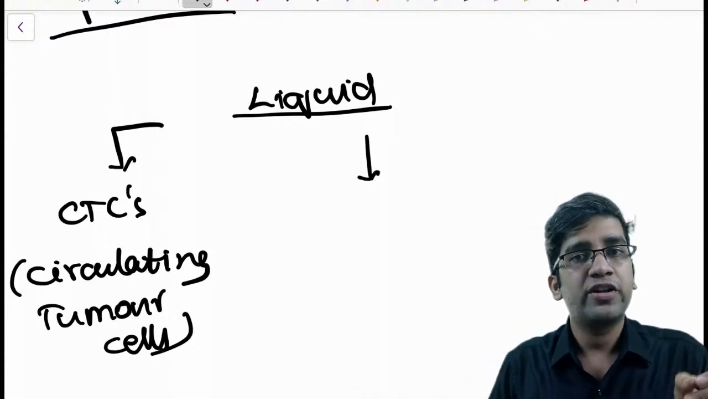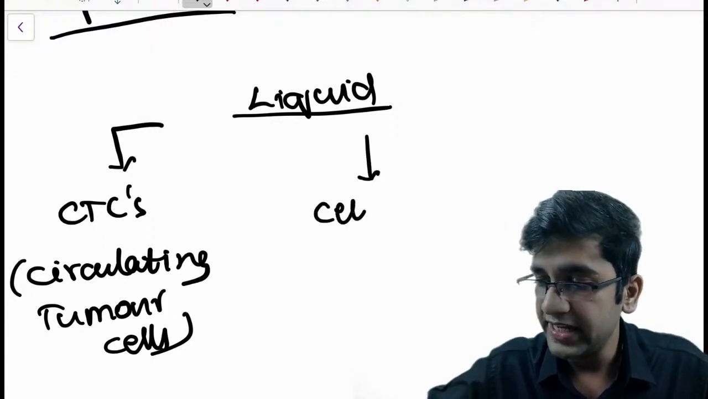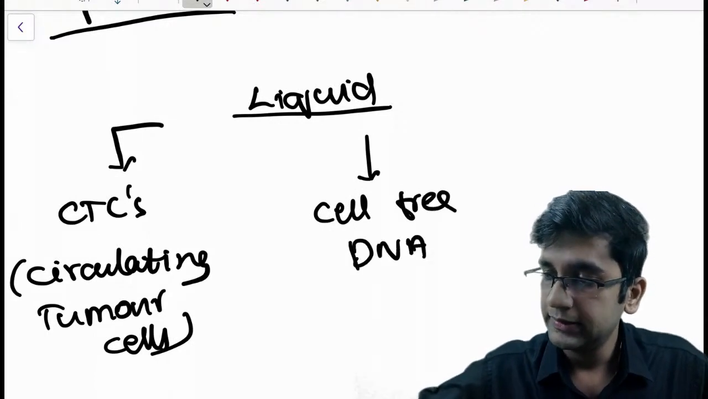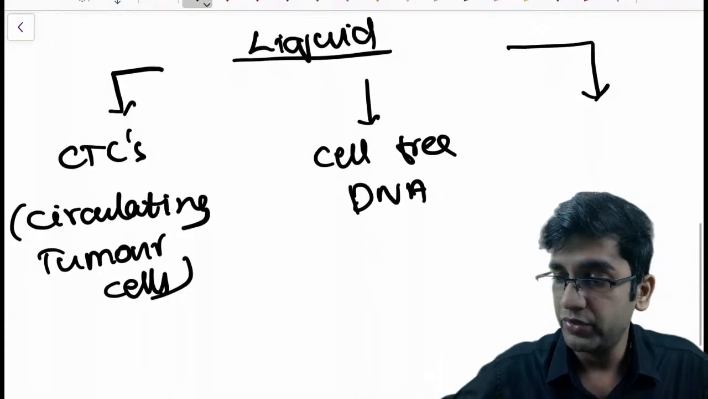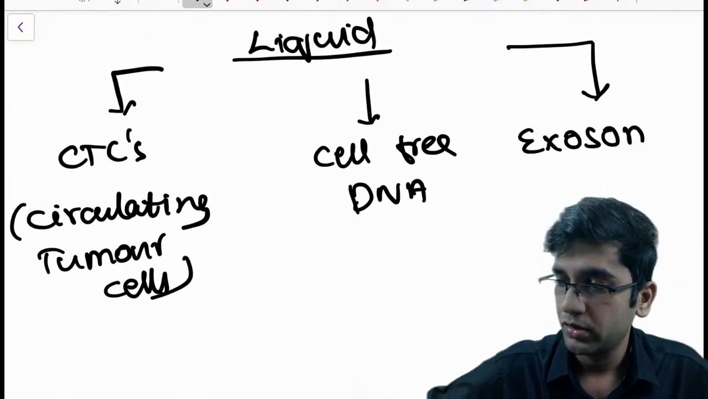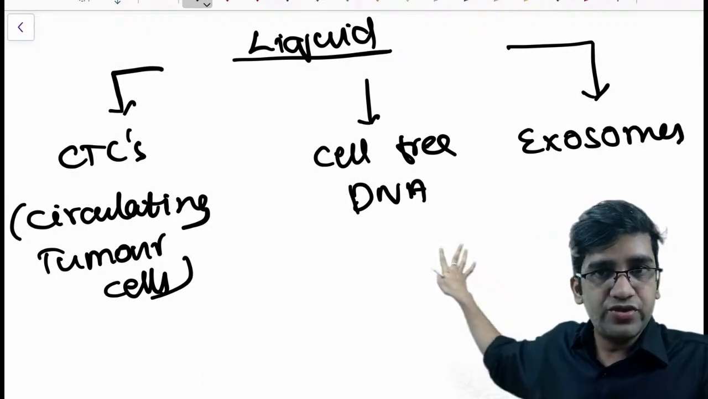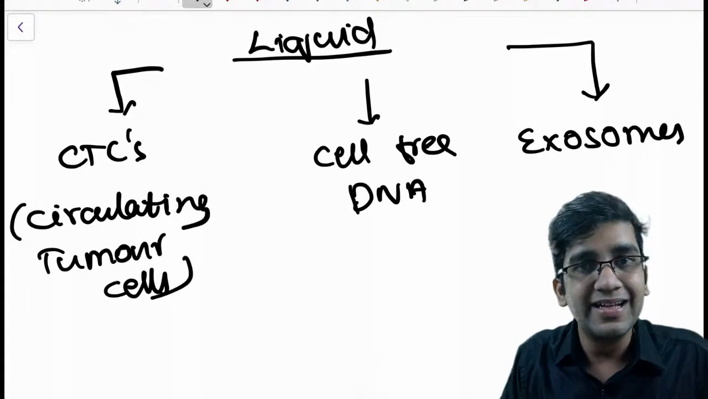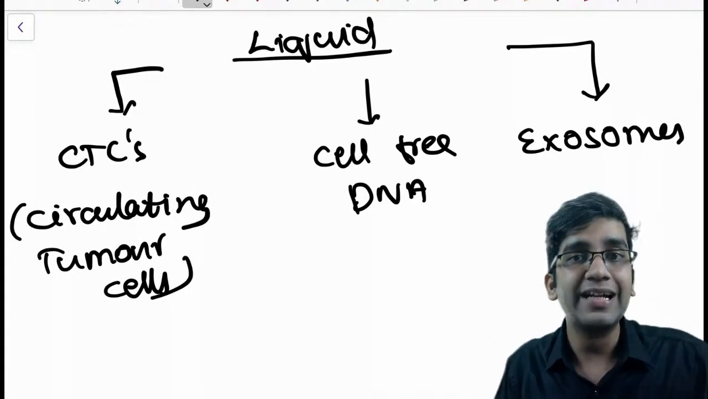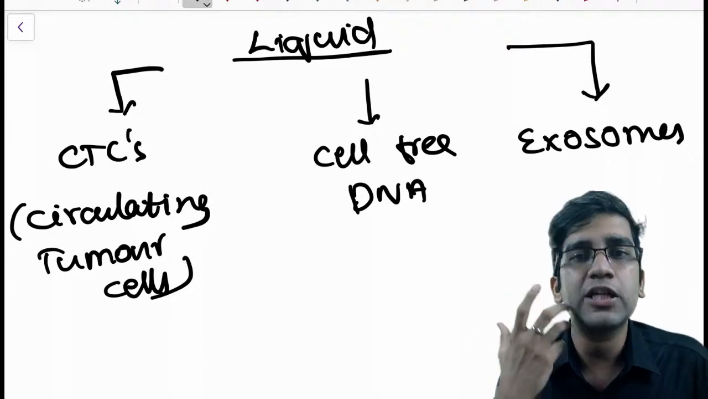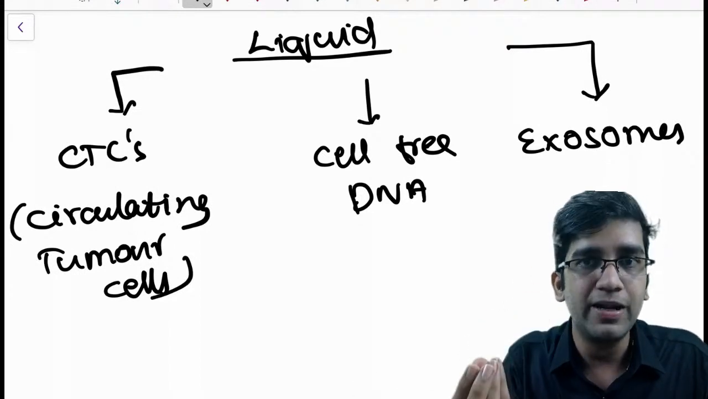The second thing, I'm going to call circulating cell-free DNA. The third one which can be used for liquid biopsies is exosomes. All these three contents come from the tumor, which I can analyze and use to study the characteristics of the tumor. Circulating tumor cells: let's assume there is a squamous cell carcinoma of the oral cavity which goes to the blood.